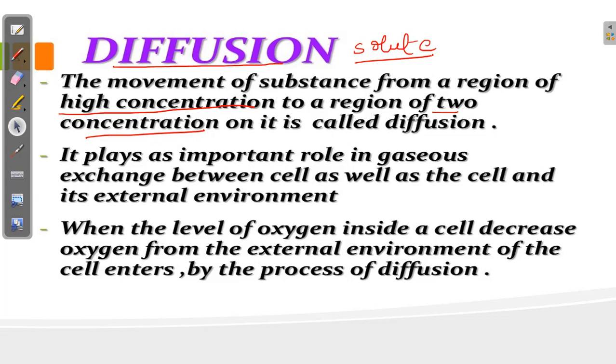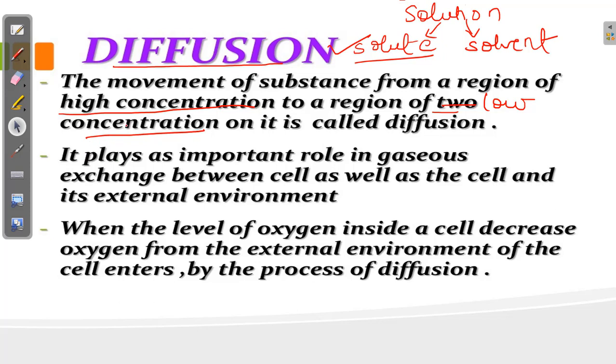solute. So solute is a substance, you can say the solid substance, which is present in the solution. Whenever you have a solution, as you might have studied in chemistry, there are two types of substances, solute and solvent. So when the solute moves from the region of high concentration to the region of low concentration, then it is said to be diffusion. So the important terms you have to remember are solute, high concentration and low concentration.